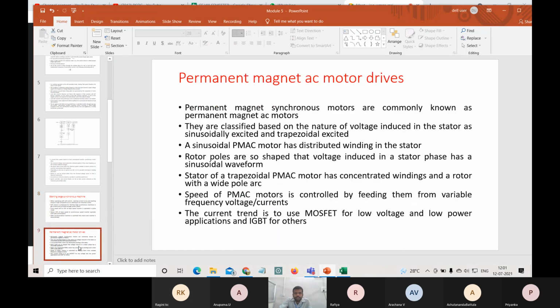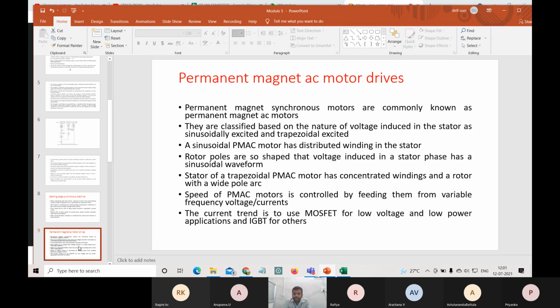The next topic is permanent magnet AC motor types. Till now we have studied the synchronous motors. Here the one more thing added is the permanent magnet. Permanent magnet synchronous motors are commonly called permanent magnet AC motors. For excitation purposes, we are placing a permanent magnet in the synchronous motors.